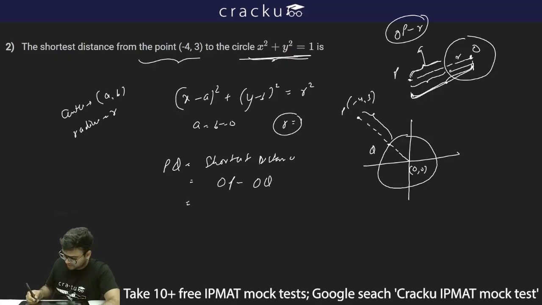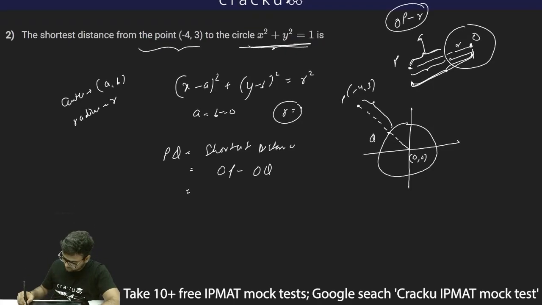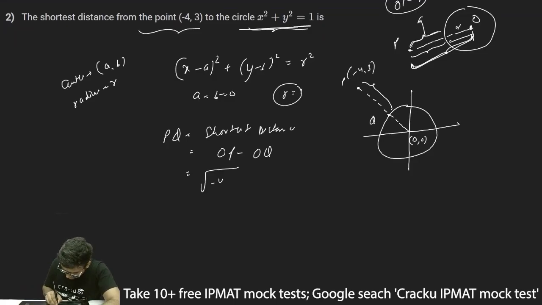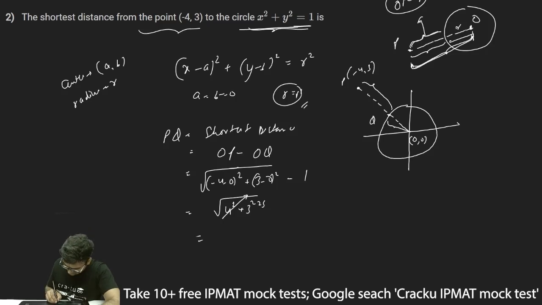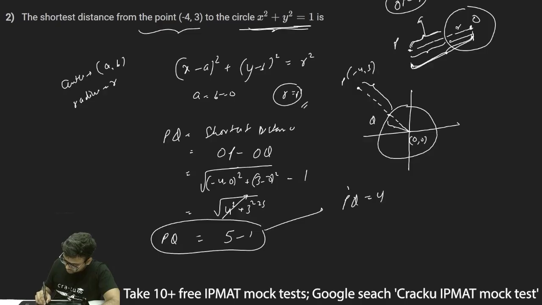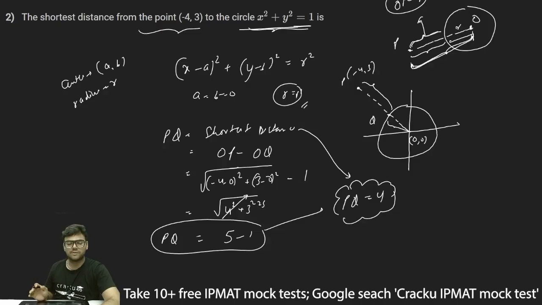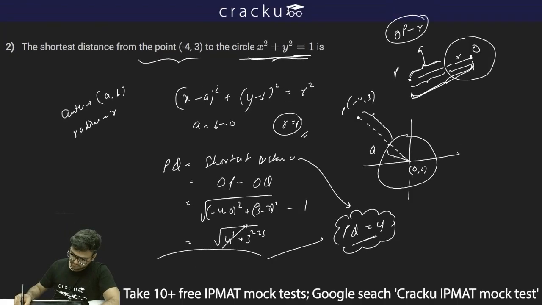Now OP is what? OP is the distance between the center and the point P. So this is equal to under root of minus 4 minus 0 whole square plus 3 minus 0 whole square, minus OQ, which is basically the radius, and radius is equal to 1. So minus 1. Now this is equal to under root 4 square plus 3 square, which is equal to 25, and under root of 25 is 5. So this will be equal to 5 minus 1. Now PQ is 5 minus 1, and thus I can write PQ is equal to 4 units, and thus this is the shortest distance. The shortest distance of point P from the circle will be PQ, which is 4 units, and therefore the correct value is 4.